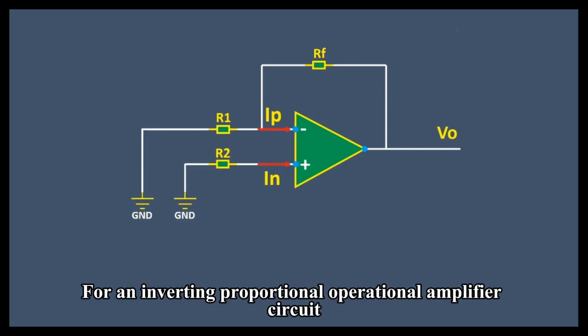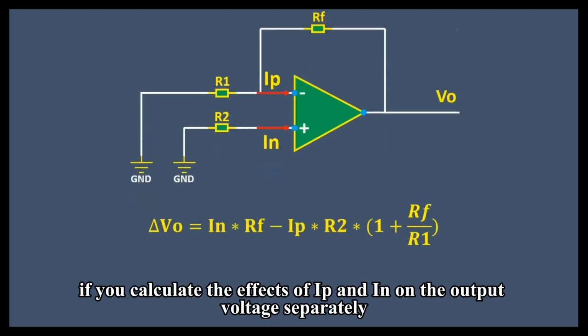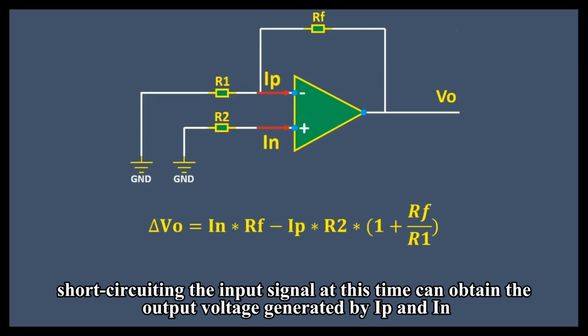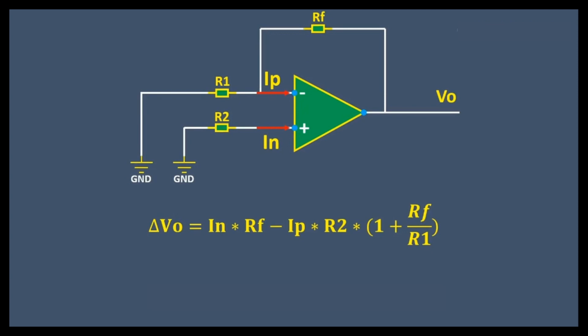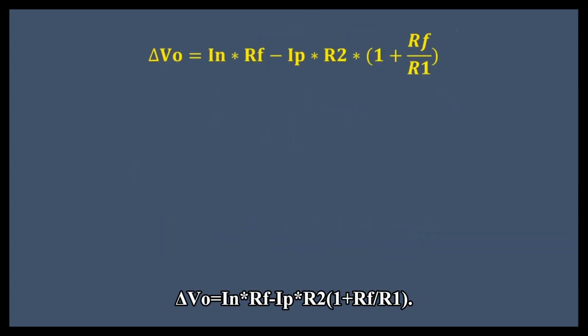For an inverting proportional operational amplifier circuit, if you calculate the effects of IP and IN on the output voltage separately, short-circuiting the input signal at this time can obtain the output voltage generated by IP and IN. Delta VO equals IN times RF minus IP times R2 times 1 plus RF divided by R1.